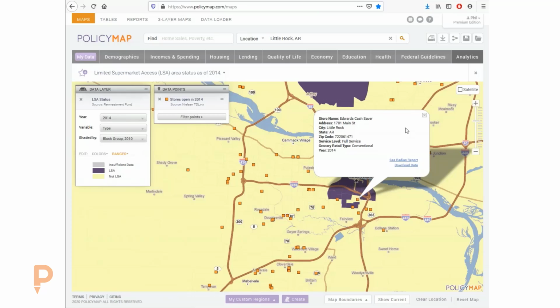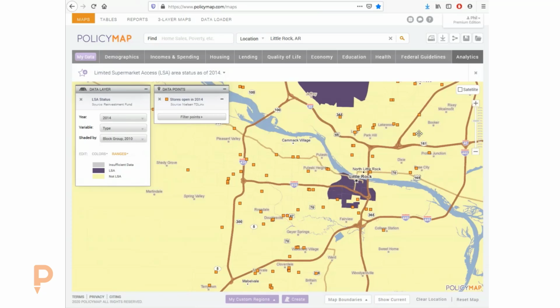So Edwards Cash Saver must have either... It's a full service store. Yep. It's a full service grocery store. Yeah, so you can actually see how LSA studies now reflect the neighborhoods that they shape.